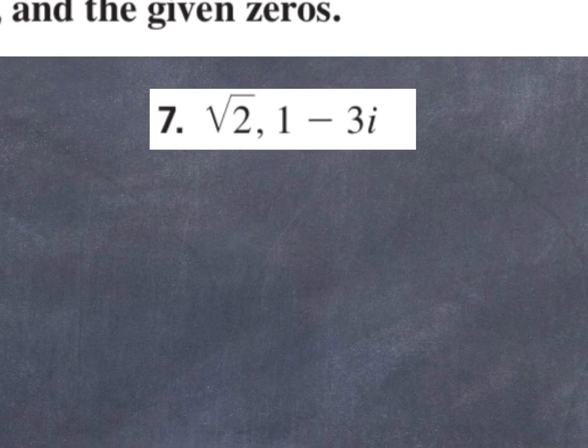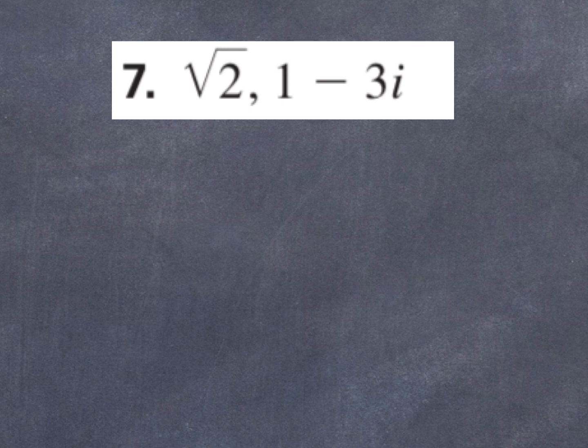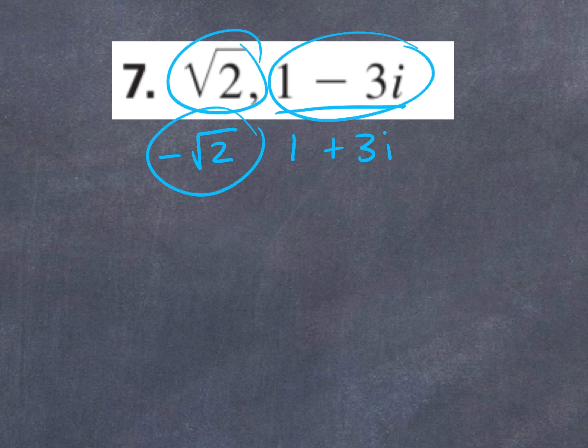Am I missing any zeros here? A 1 plus 3i, because we can't forget about the 1 with it. These go together. So I have a 1 minus 3i and a 1 plus 3i. Anything else? I have an irrational number there. So I know that irrational numbers occur in conjugate pairs too. So if I have a square root 2, negative square root 2. Negative goes up front. So I have 4 zeros here.